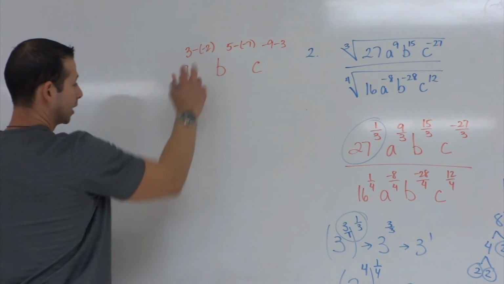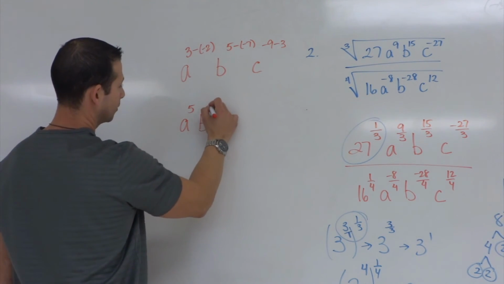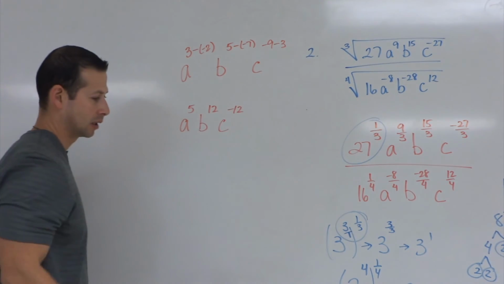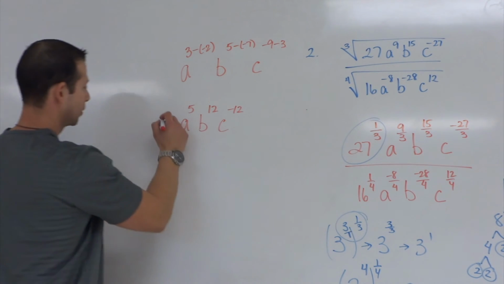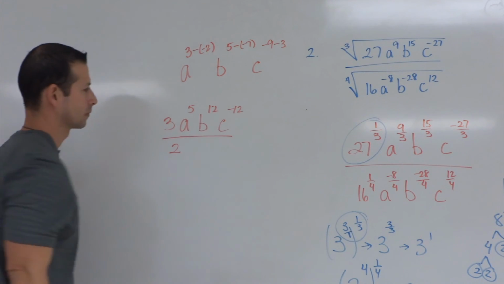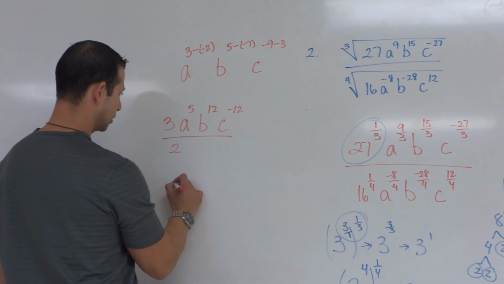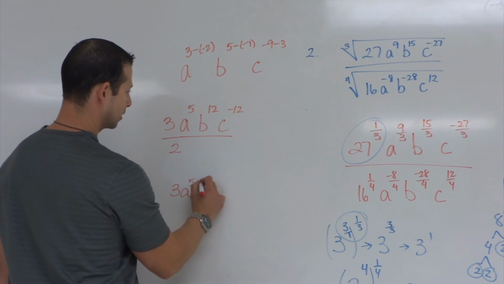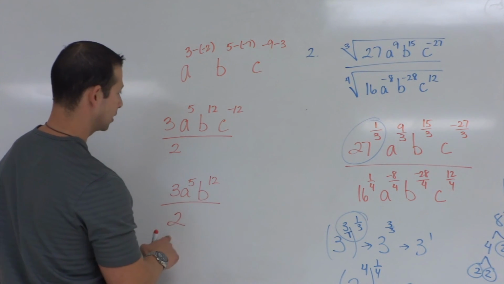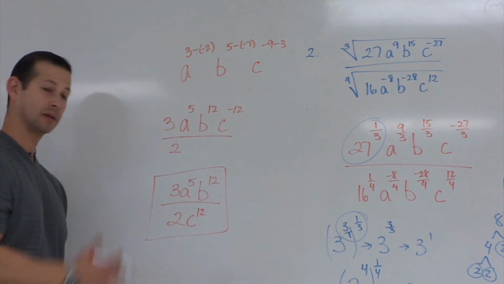And now we can go ahead and simplify it. Okay. Double negative becomes positive. We get 5. Negative negative becomes a positive 12. Negative 9 minus 3, negative 12. Now remember, we had a 3 on the numerator, and we had a 2 in the denominator. Now we can continue to simplify it further. Remember, negative exponents, we do the reciprocal. So you're left with 3a to the 5th, b to the 12th power. We have 2 in the denominator and c to the 12th. And ladies and gentlemen, that's your answer.